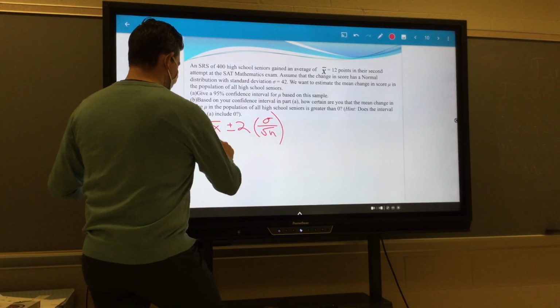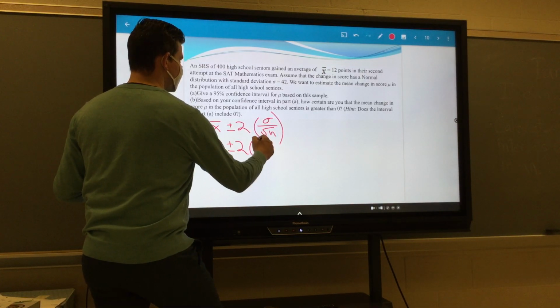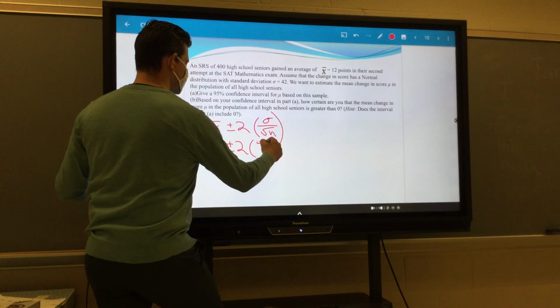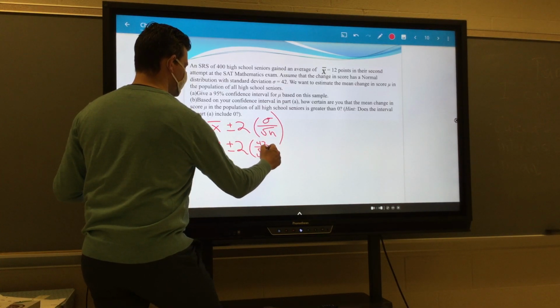So we can substitute our values in: 12 plus or minus 2 of these, 42 for our standard deviation divided by square root of 400.